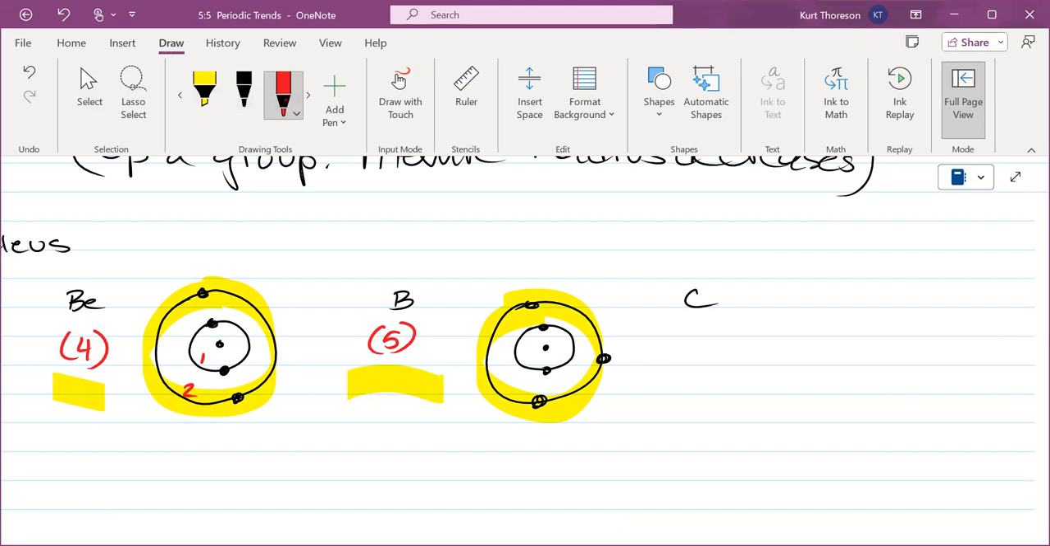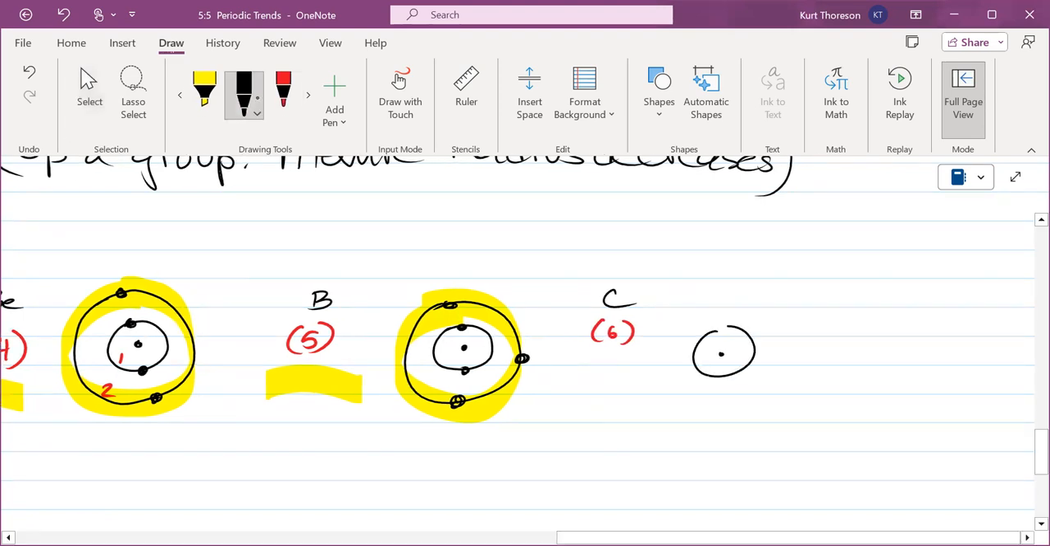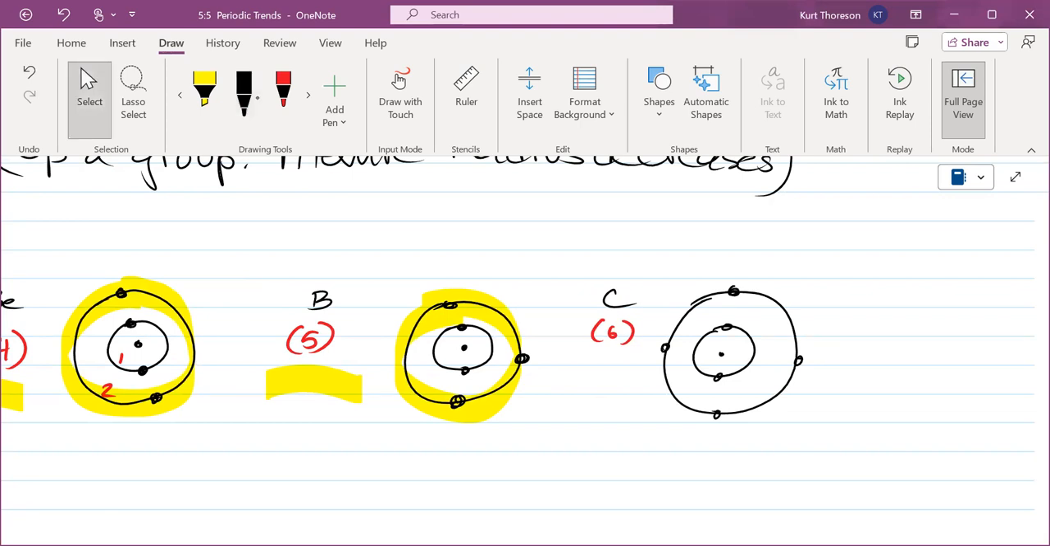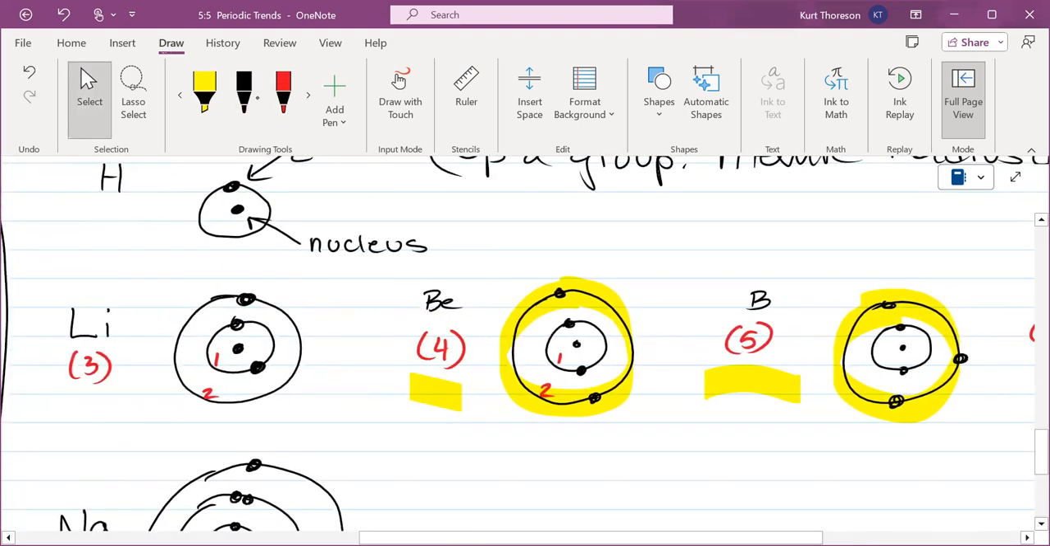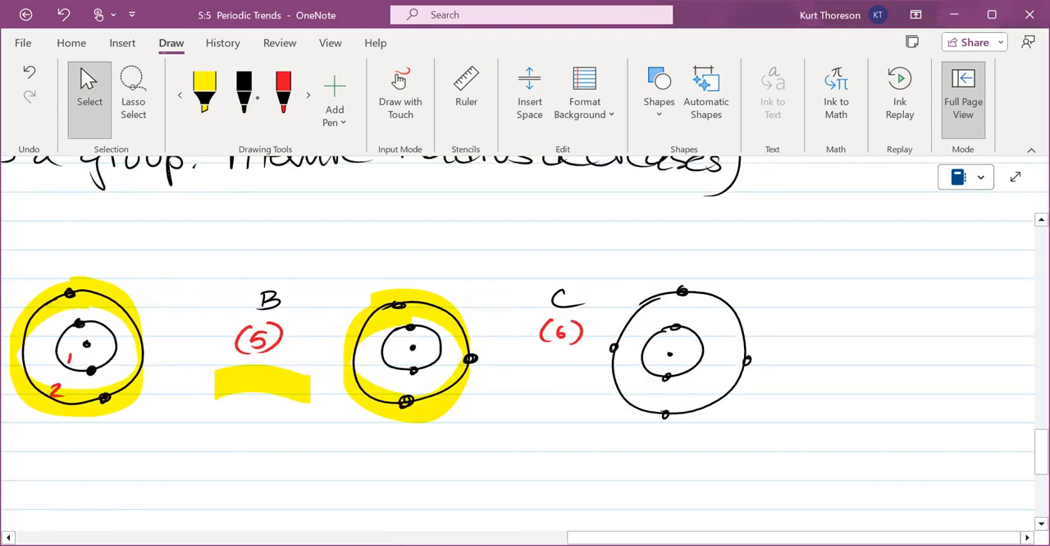Carbon is element number 6. How many electrons does carbon have on its first energy level? 1, 2. How many does it have on the second? 1, 2, 3, 4. Connor, does carbon have to reach out any further than boron or beryllium or lithium? No. But what does it have that's different? More protons. Does that mean it has a more positive charge? Is that going to attract the electrons more or less? That's how this works. It's pulling them in.